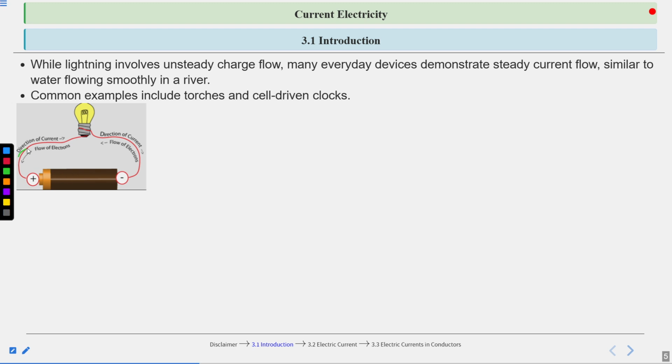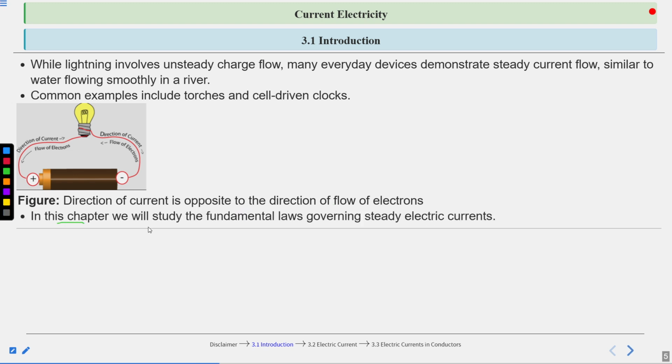So they didn't change the direction of current, they only said that the direction of current is opposite to the flow of electrons. They didn't change the direction of current. They only said that the direction of current is opposite to the flow of electrons. But we know that current is due to the flow of electrons only. So this figure is showing the direction of current is opposite to the direction of flow of electrons.